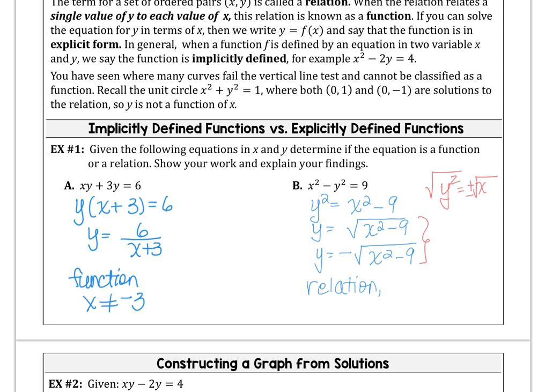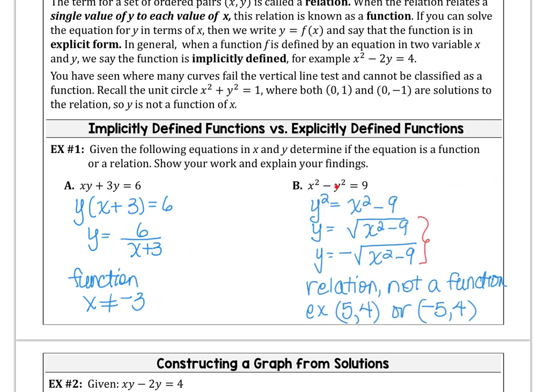It's not a function. And the reason that we can show, just for example, we could use an ordered pair. If I let x be 5, then y could either be 4, or if I let x be -5, then y could also be 4. So this creates a hyperbola. x squared minus y squared equals 9. This is a hyperbola. It does not relate as a function.